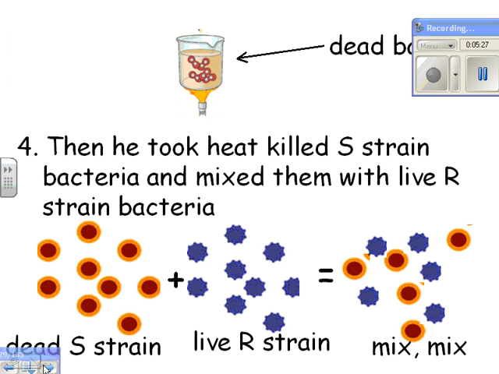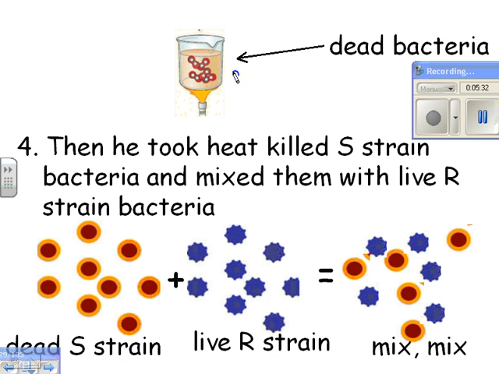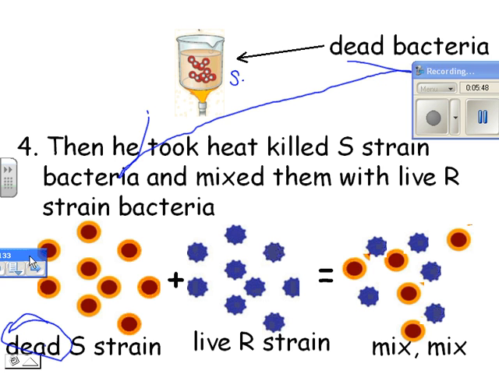Here's the crazy part. You ready? Crazy, crazy part. He took these S strain bacteria and he killed them. Dead bacteria. So he took the heat-killed S strain bacteria and mixed them with live R strain bacteria. So these are dead, these are live, and he mixed them together. The bad ones are dead, and the good ones are alive.